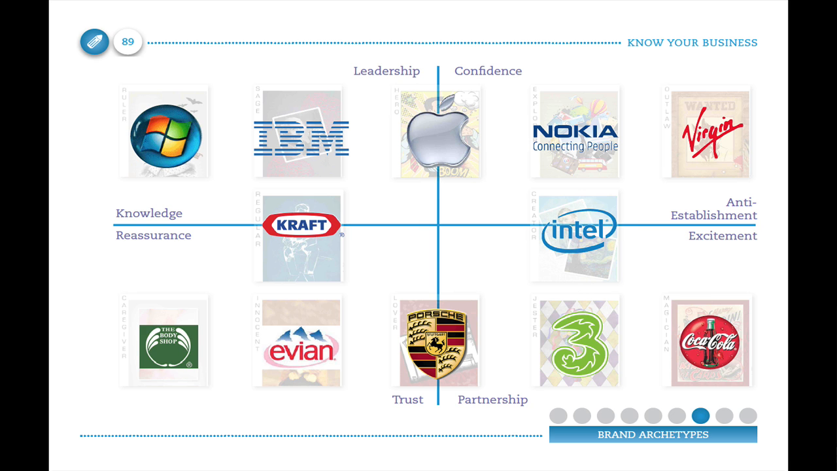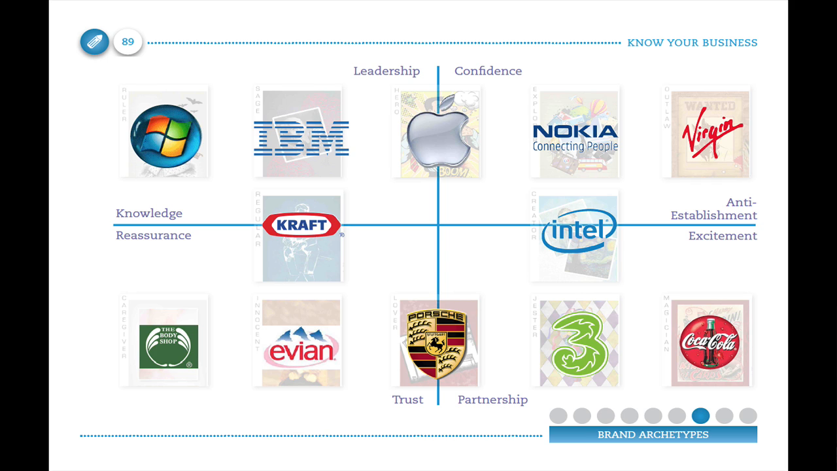So here's some examples of brands that, certainly from my point of view, fit those archetypes. I've talked about some of them today. So across the top, Microsoft is the ruler, IBM is the sage, Apple is the hero, Nokia is the explorer, and Virgin as the outlaw. When Branson drives a tank down the street, that's very much the outlaw.